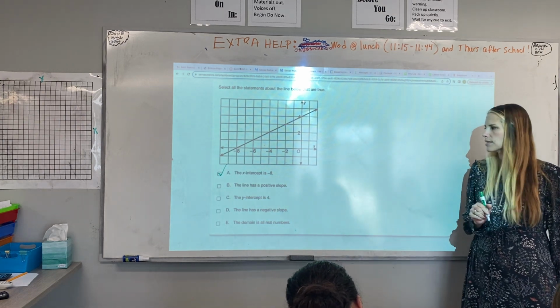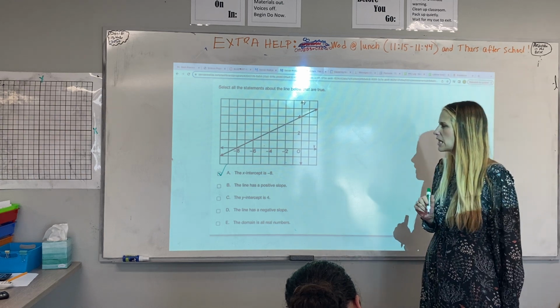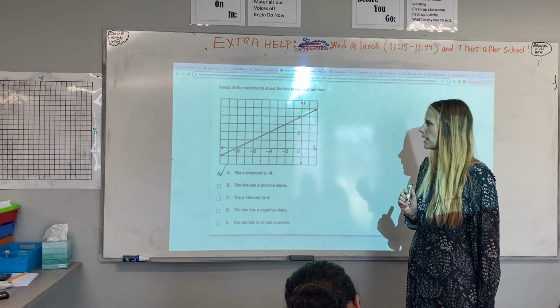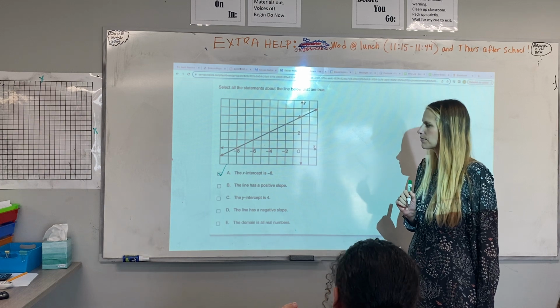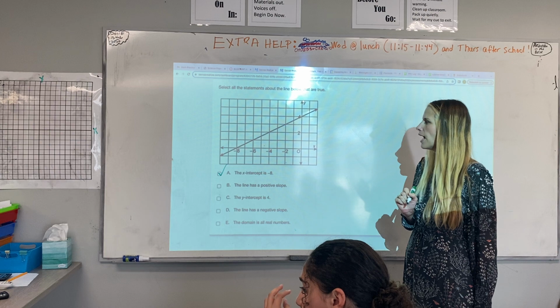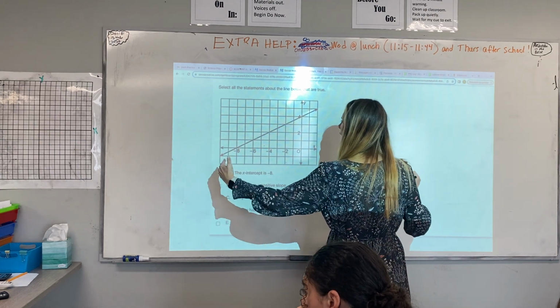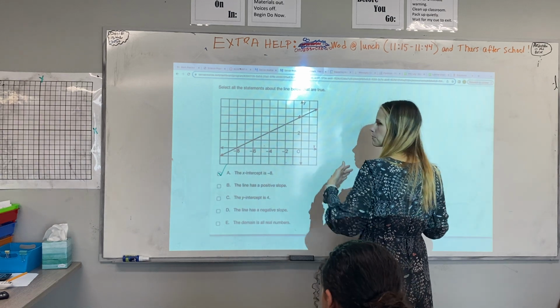The next one says the line has a positive slope. No. And what makes you say that? It's positive, because it's going up if you stay that way on the x-axis, it goes up. Yeah, we always read a slope from left to right, and if it's going up, it's positive.